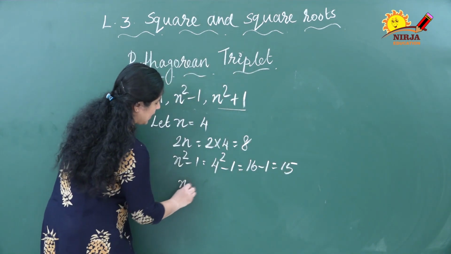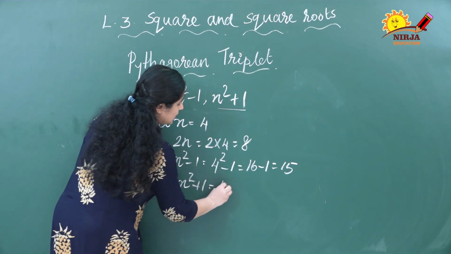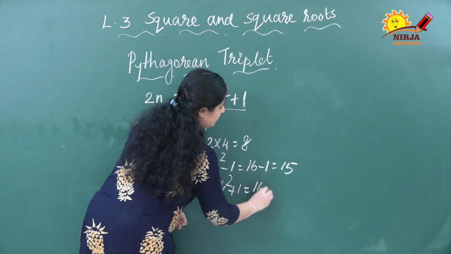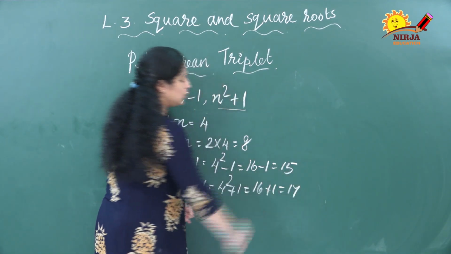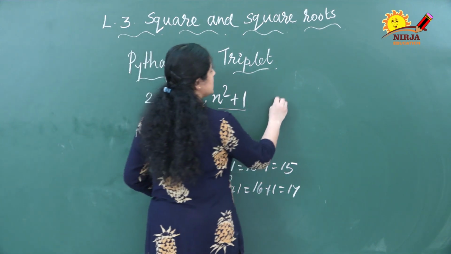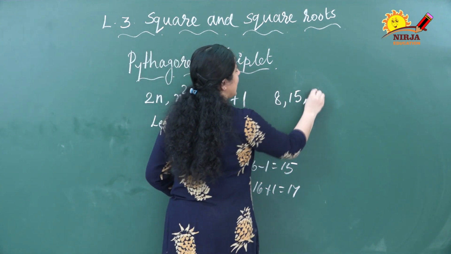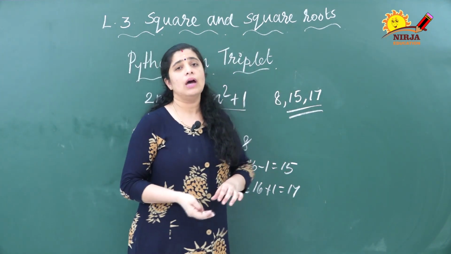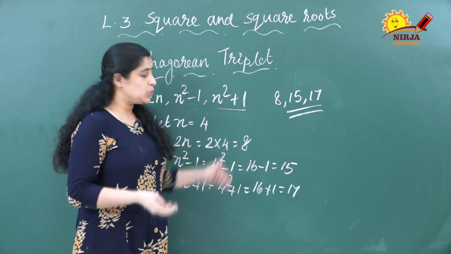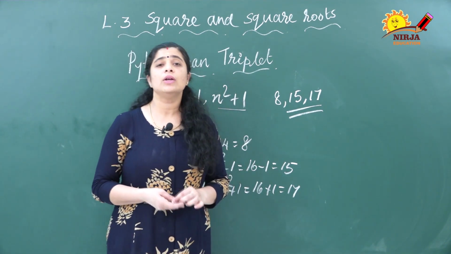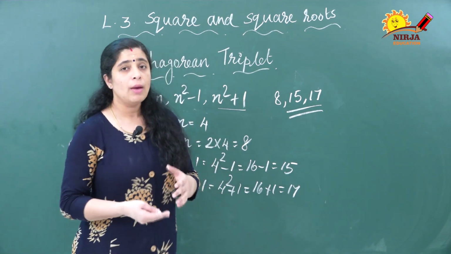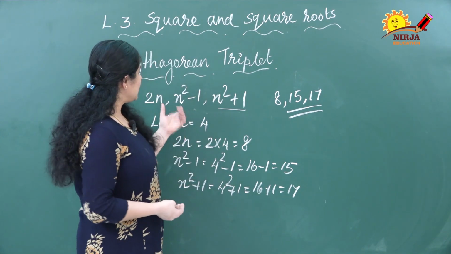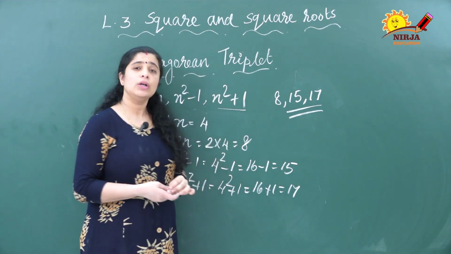The next one is n square plus 1. That means 4 square plus 1. The value of 4 square is 16, and 16 plus 1 is equal to 17. So the numbers 8, 15 and 17 are a Pythagorean triplet. In this way you can find numbers which are Pythagorean triplets by giving values for n, such as 1, 2, 3, and you will get the corresponding numbers when you put the value in these expressions.